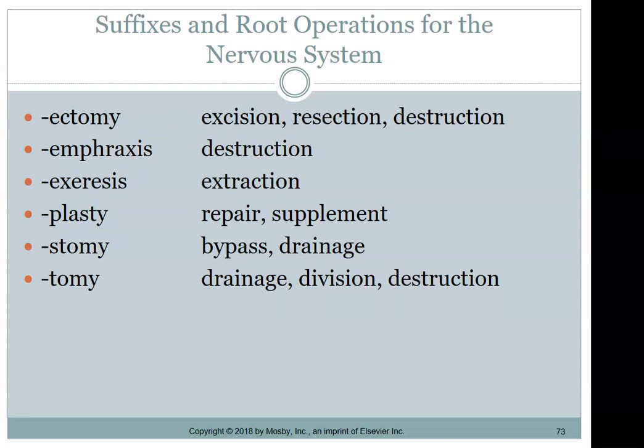Suffixes and root operations for the nervous system. An ectomy is excision, resection, or destruction. Emphraxis is destruction. Exeresis is extraction. Plasty is repair or supplement. Stomy is bypass or drainage. And tomy is drainage, division, and destruction.